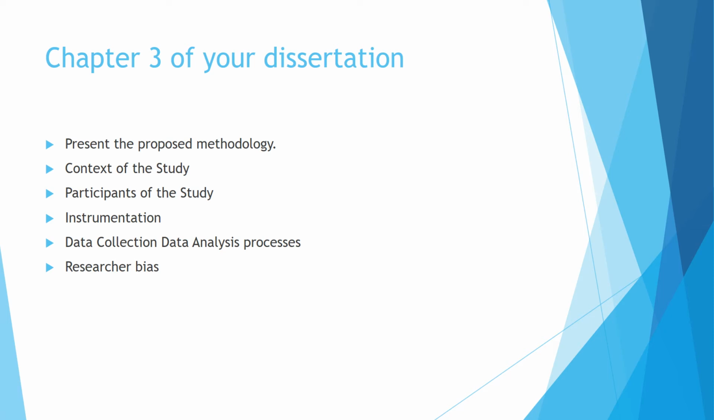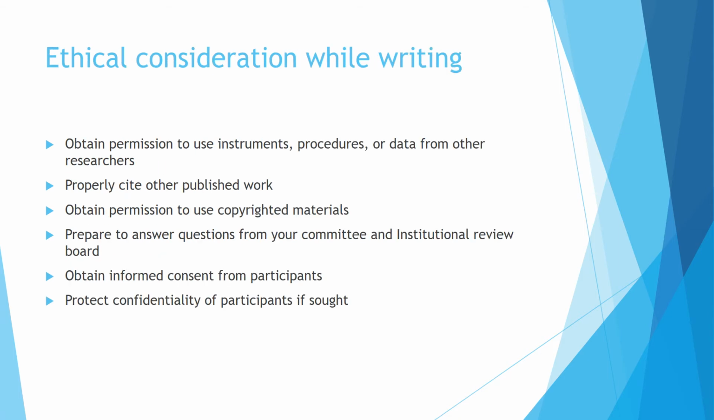Chapter 3 could be very easy to write in your dissertation. That's your proposed methodology. Talk about the context of your study, the participants and instrumentation that you'll be using, how you're going to collect data and analyze it, and also discuss your researcher bias. There are a number of ethical considerations while you're writing your proposal.